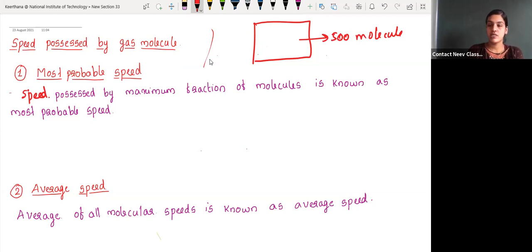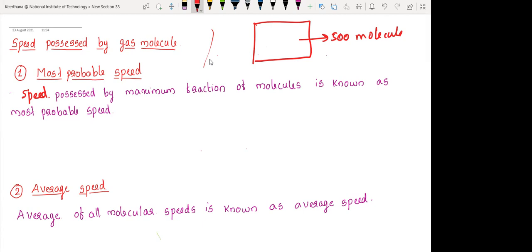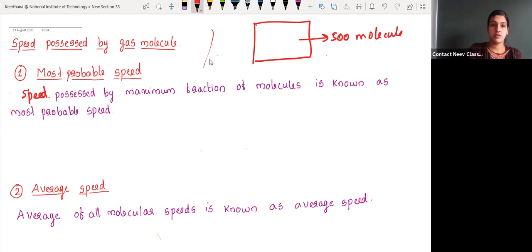Sorry, this is not working. What do you mean by speed versus the maximum fraction of molecules? Just a minute, just a minute. This is also black. If we are using this, it will get stuck. Just a minute, the screen is completely black for me, so I can't do anything.